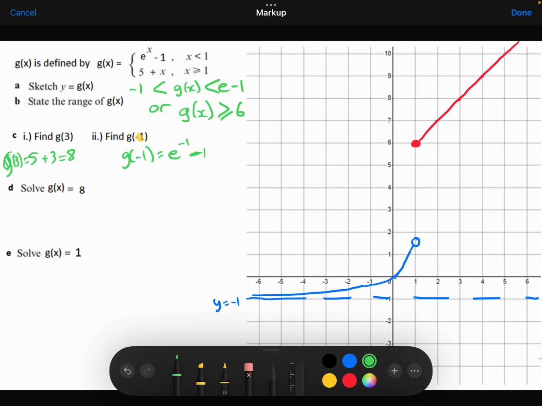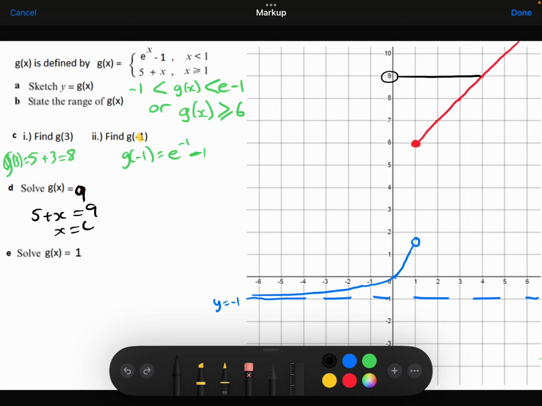Part D. Solve the equation g of x is equal to... that's a typo, that should say 9 there. Solve the equation g of x is equal to 9. So looking at my graph, I can see there's only one point where my graph is equal to 9, and that's from the linear function. So if I say 5 plus x is equal to 9, so that's when x is 4. Alternatively, you could have just read that from your sketch.